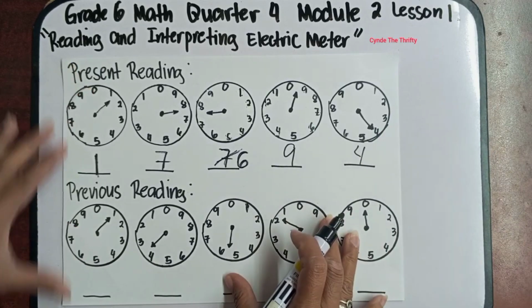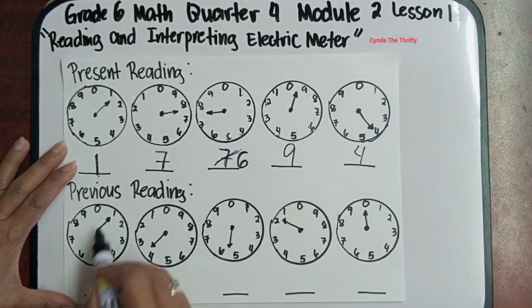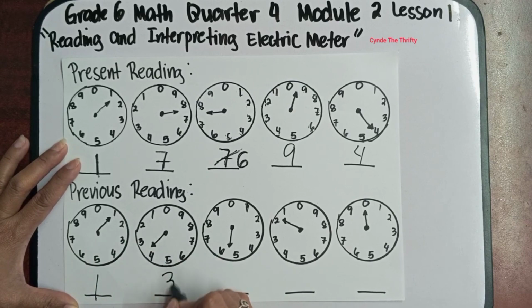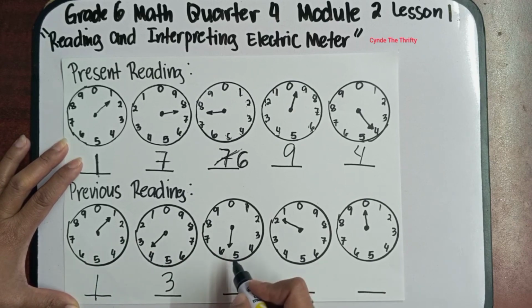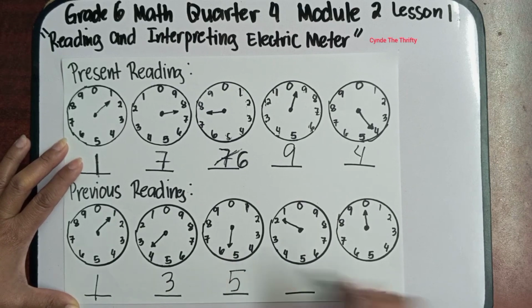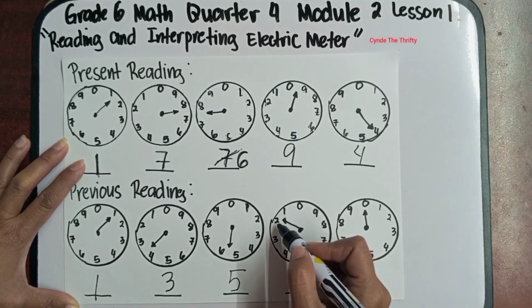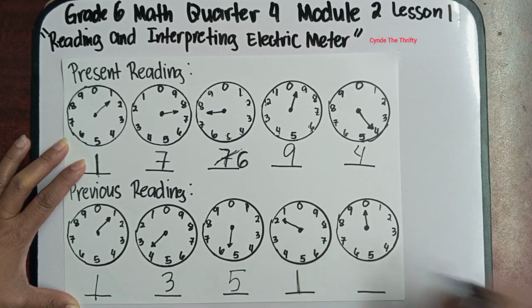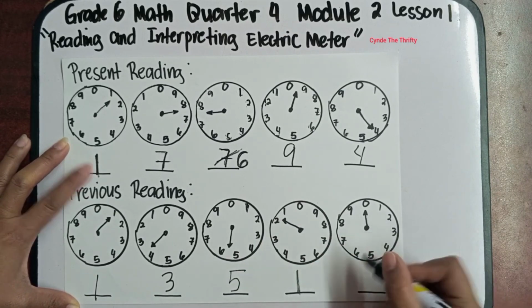So dito naman tayo sa previous reading. Ang previous reading is nasa 1. Ang first dial. Ang second is between 3 and 4. So, si 3 ang isulat. Tapos, ang pangatlo is between 5 and 6. Si 5 ang isulat according to our rule number 2. And between 1 and 2, si 1 ang isulat kasi mas maliit si 1. And then last is 0.